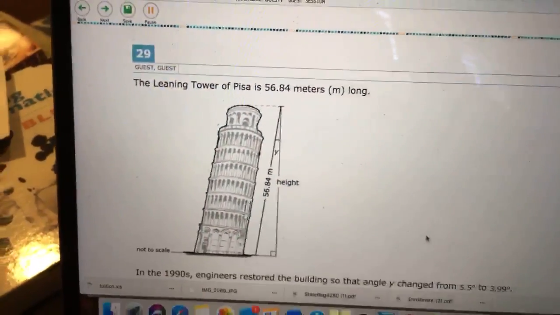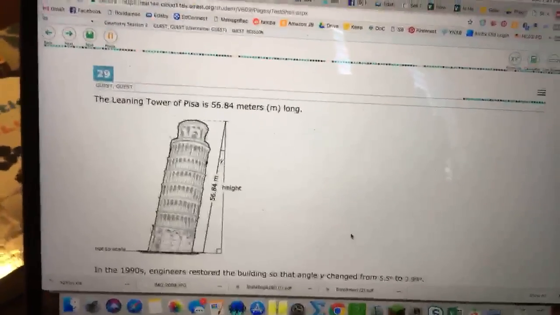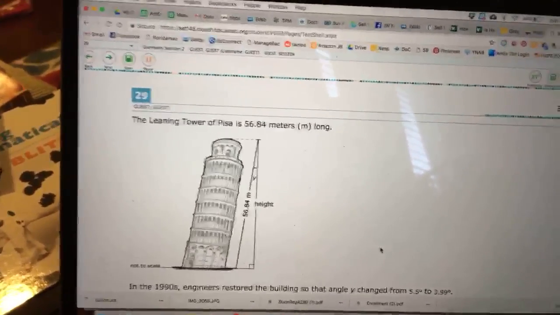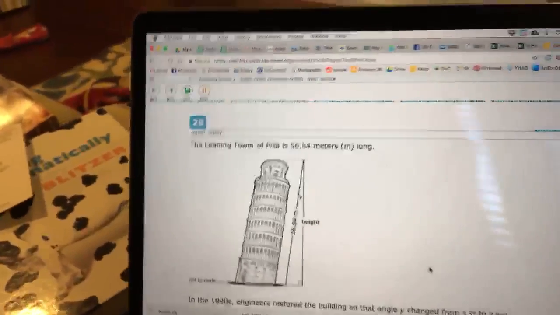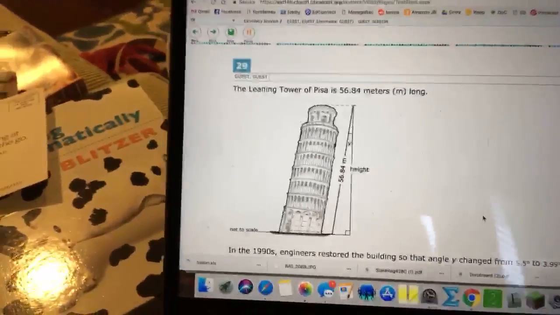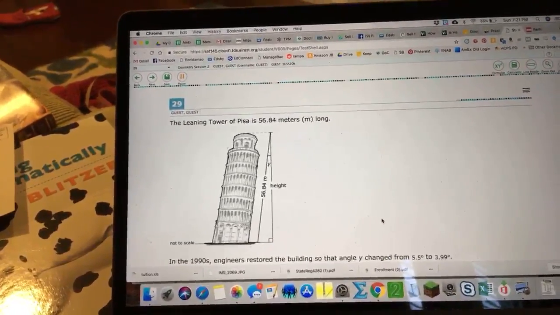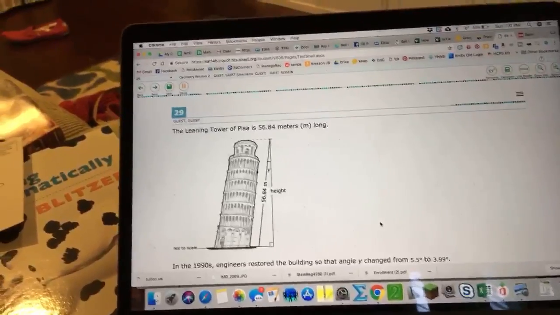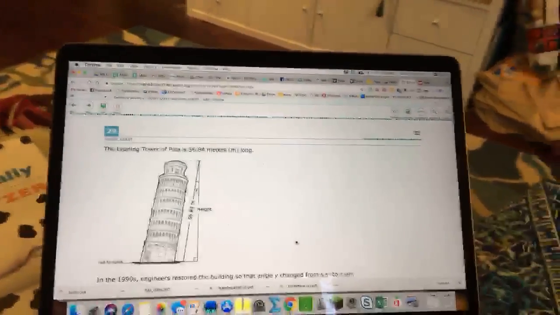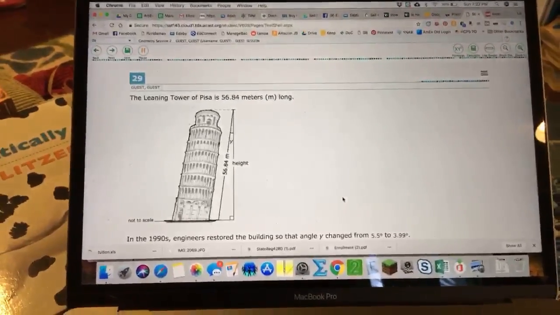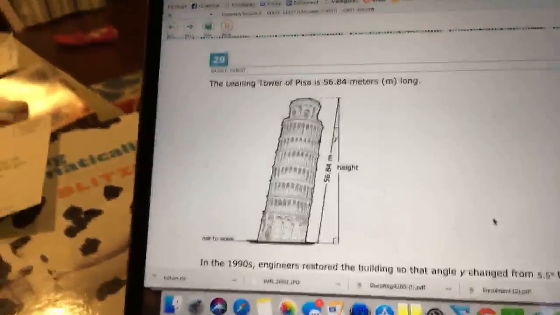All right. The Leaning Tower of Pisa is 56.84 meters long. Nick, that's enough. Ava, if you want to go ahead and try to find a problem anywhere in any of the resources that you guys have that relates to apothems that you want to go over, I'm more than happy to. Just go ahead and find one, okay?